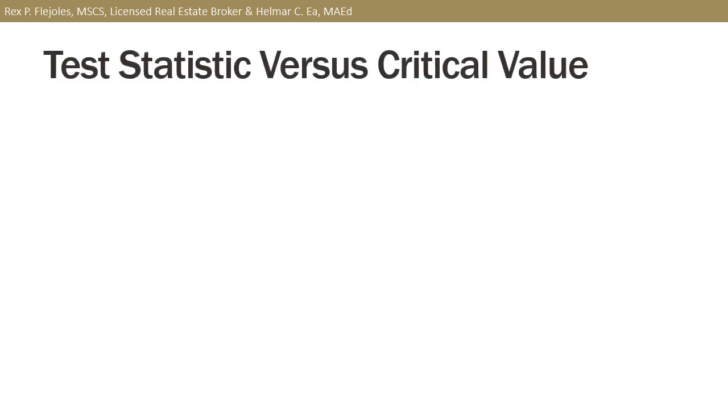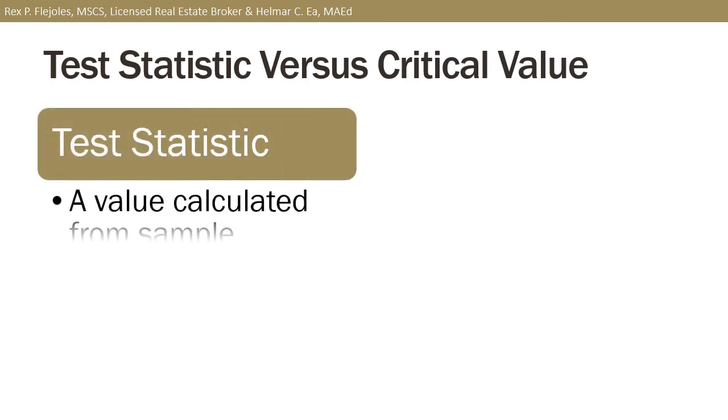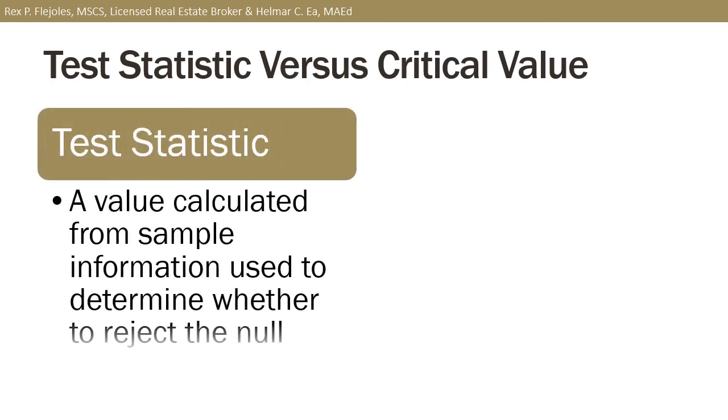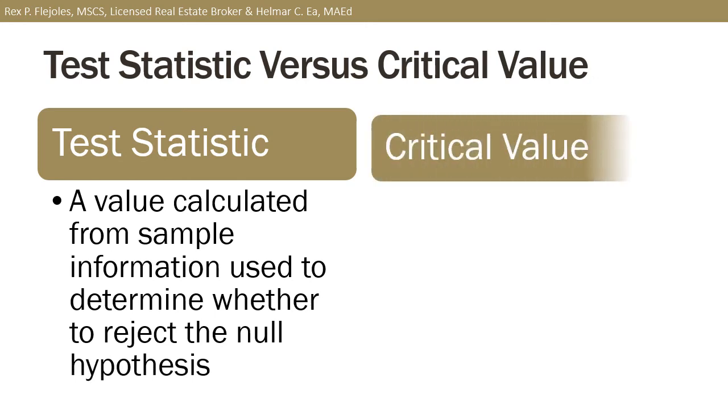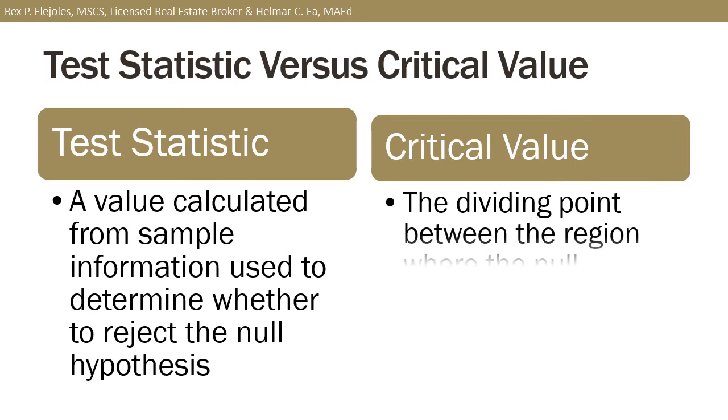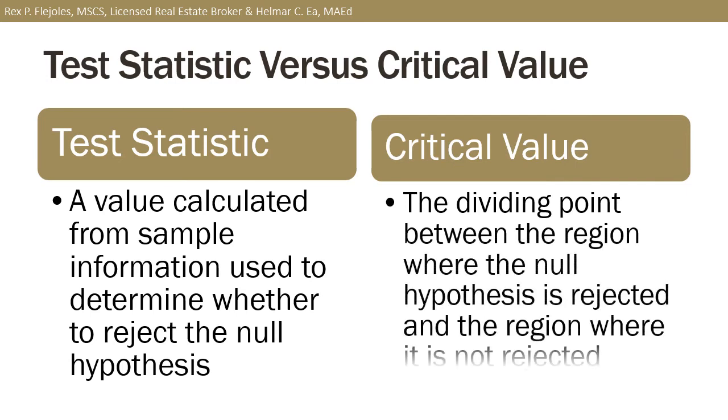Prior to the availability of the statistical software packages, the decision rule was comparing the test statistic against the critical value. In other words, the test statistic refers to a value calculated from sample information used to determine whether to reject the null hypothesis, while the critical value refers to the dividing point between the region where the null hypothesis is rejected and the region where it is not rejected.